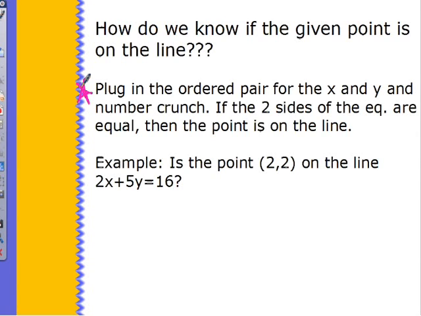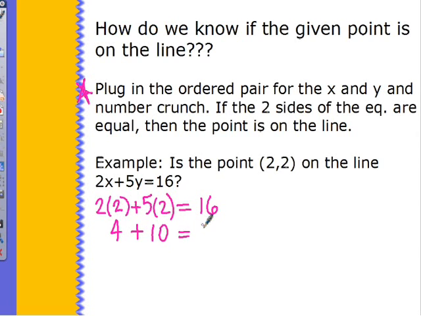Once you've written that down, you might have to pause it so that you have time. I'm going to do this problem with you, and then I'll give you one more to do on your own. Is the point (2, 2) on the line 2x plus 5y equals 16? So if I graphed it, would I find (2, 2) on my line? Let's find out. We plug in 2 for x, and we plug in 2 for y, and we see if they're equal.